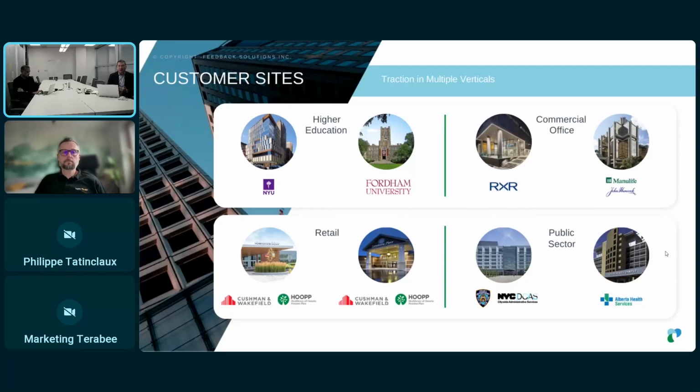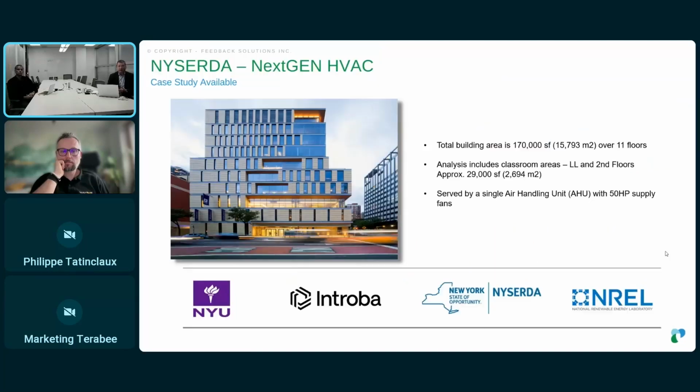The verticals that are most popular for us are commercial office, the public sector, which is growing very, very quickly, and Philippe alluded to the mandates, particularly in the Northeast United States and California, very stringent mandates to reduce GHG emissions. Higher education is very, very active right now, and retail is also a very good use case that we're expanding with as well. We'll focus on the higher education use case.